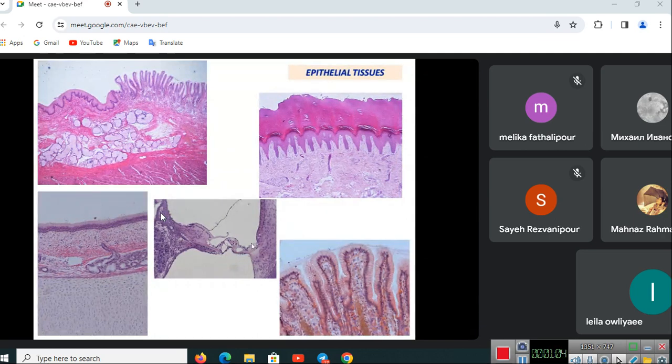And also we have some specific epithelial tissues, very specialized to perform specialized functions, such as the function of hearing. So here in this picture you can see the internal part of the organ of hearing in our inner ear.